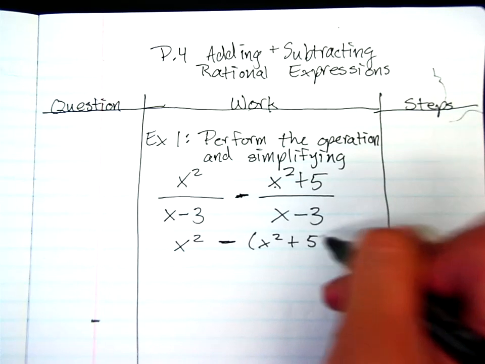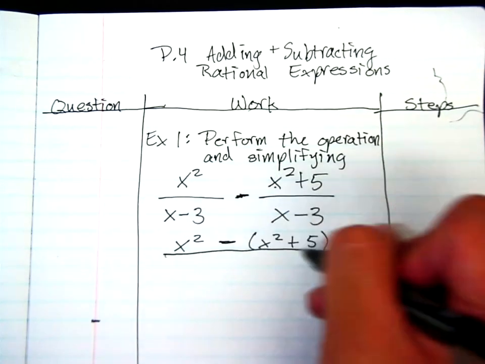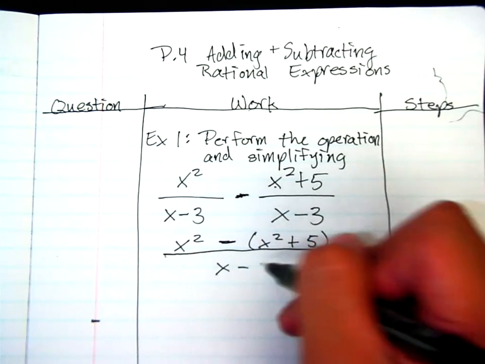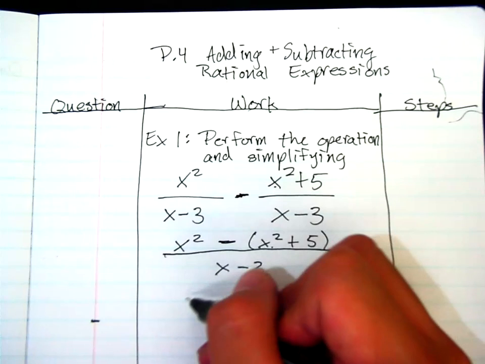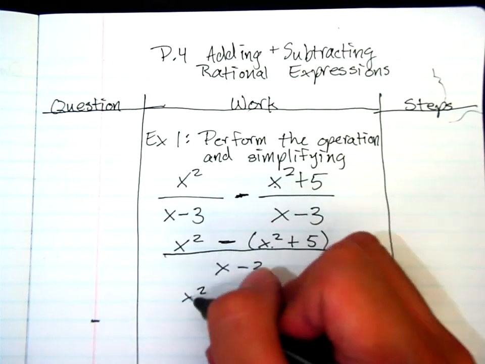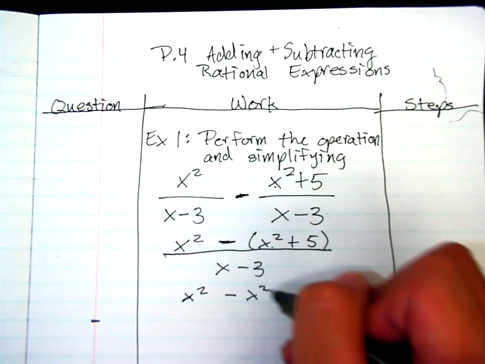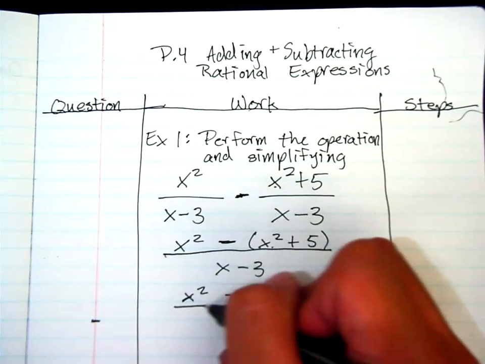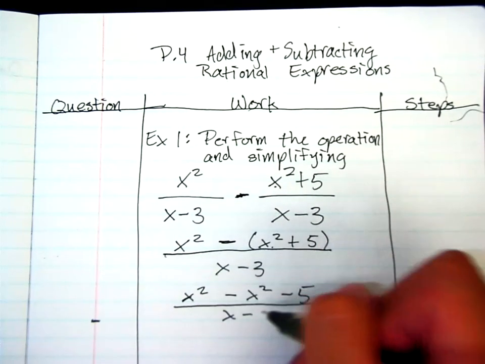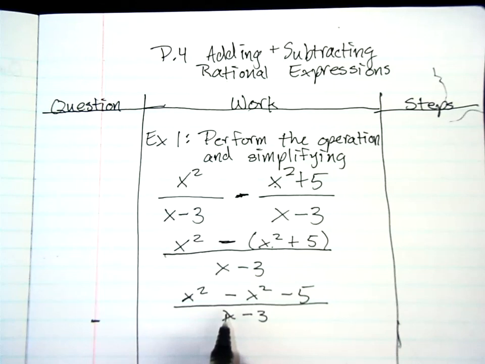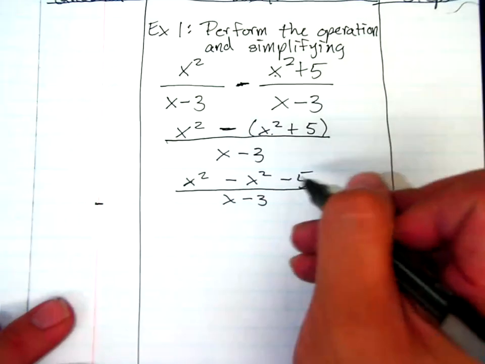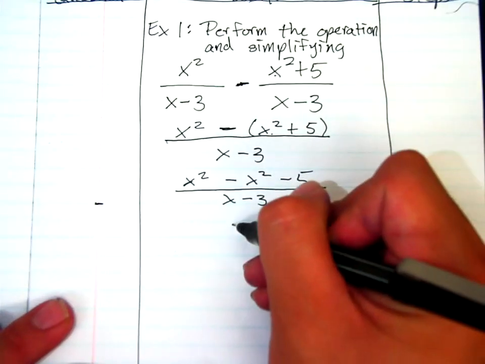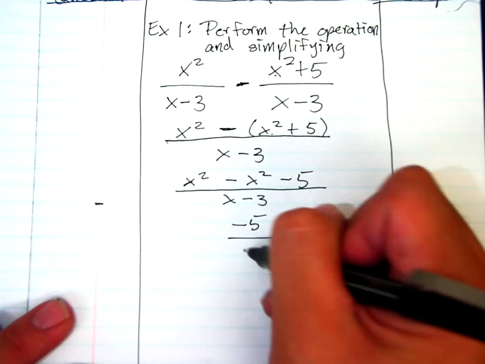I like to write it like this because it reminds me that I need to distribute that -1 into both of these terms. So after that, let's go ahead and distribute. I get x squared minus x squared minus 5 all over x minus 3. At this point, all I can really do is simplify. So x squared minus x squared is going to be 0. And then on top, I am left with -5 over x minus 3.